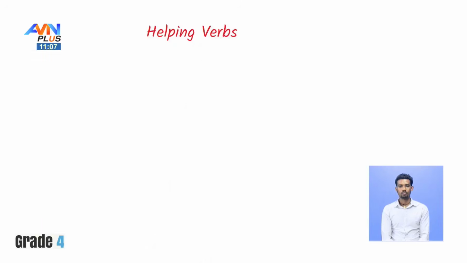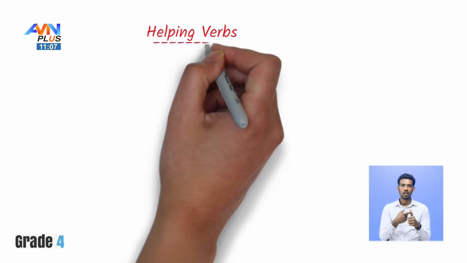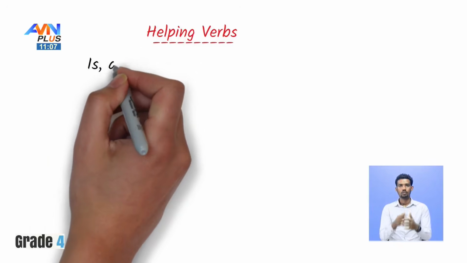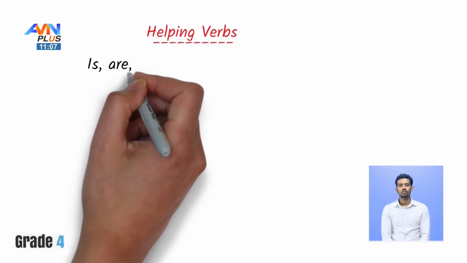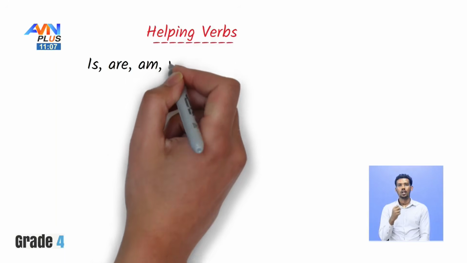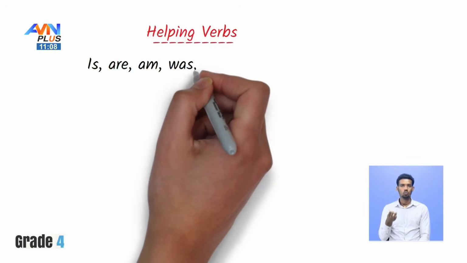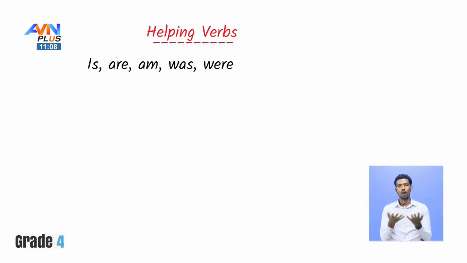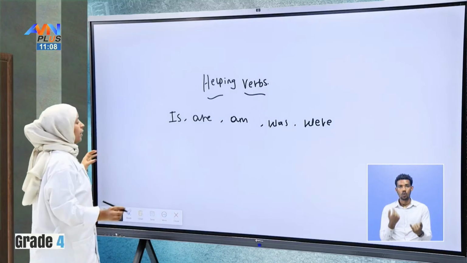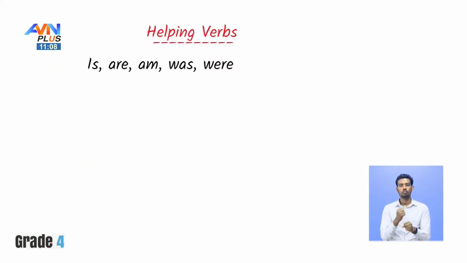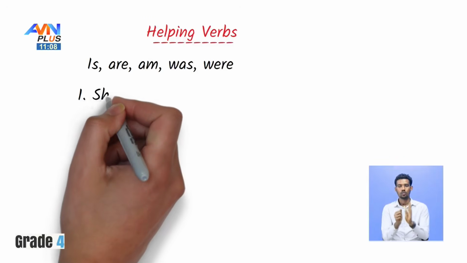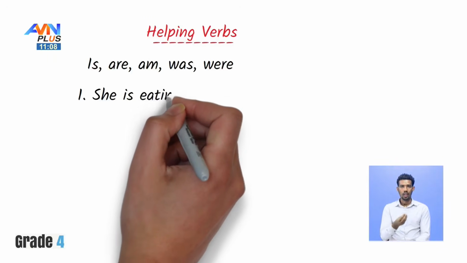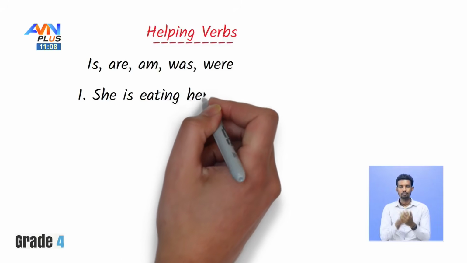When we come to the first, as a present sentence, the first one is like is, are, and also we can use was and were. Let me show you the first. Like a statement sentence, let me give you an example. She is eating her lunch.